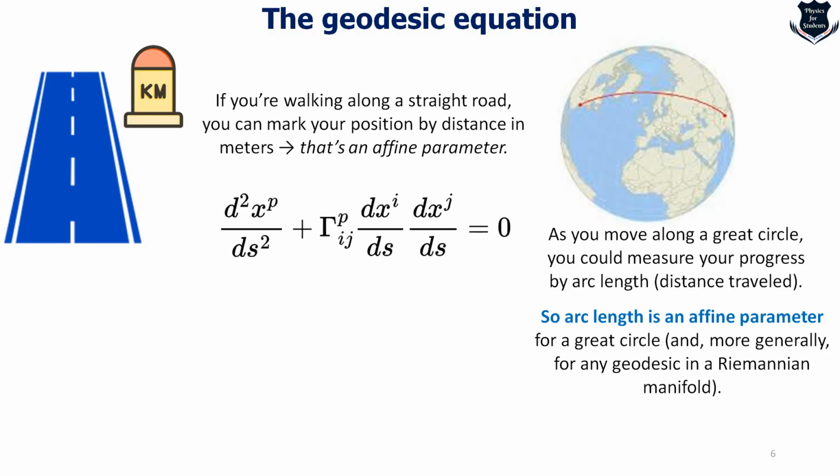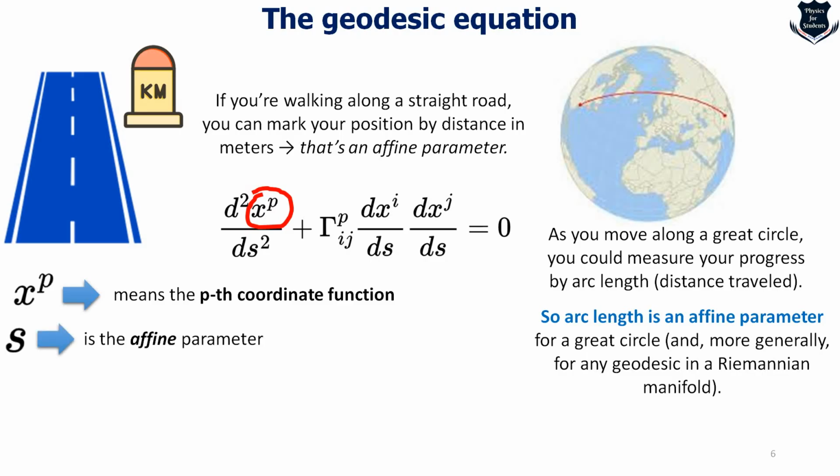So from this equation, we have already understood what S is. That is an affine parameter, which is a kind of ruler which we use to measure distances. Next, we look at x raised to the power p, or in simple words, the pth coordinate function. So S again is the affine parameter, and x raised to the power p are the coordinate functions of the curve of the geodesic.